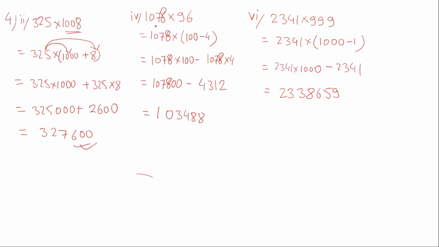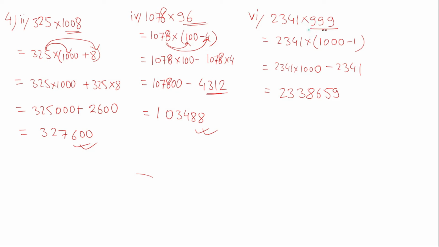In part 4, 1078 into 96. 96 we can write as 100 minus 4. Now 1078 first multiply with 100, then minus, and then 1078 multiplied with 4. So we will get 4312. When you subtract it, you will get 103488 as the answer.